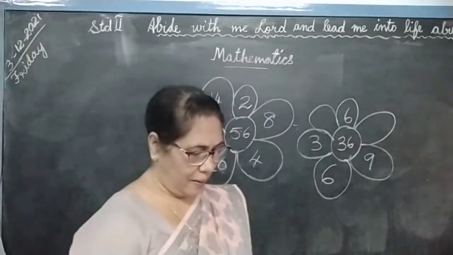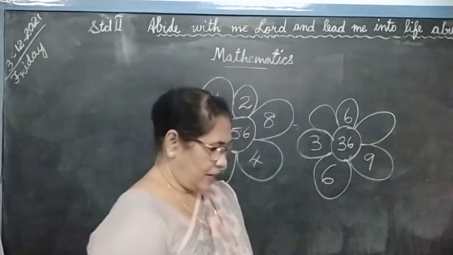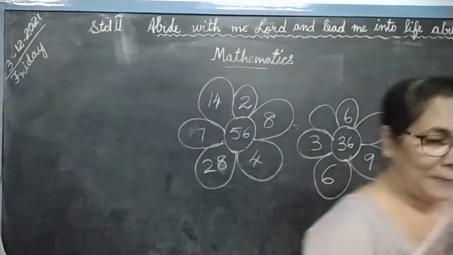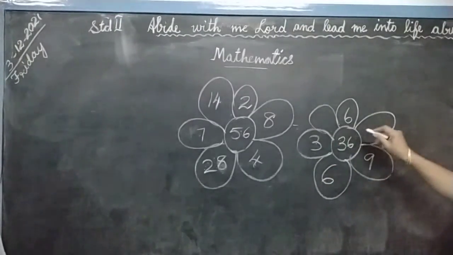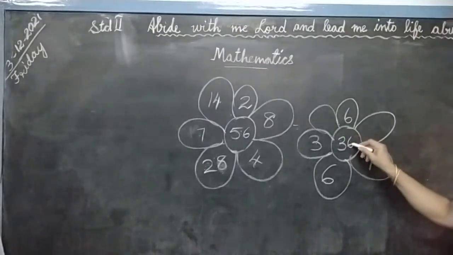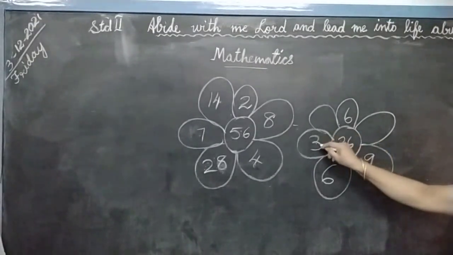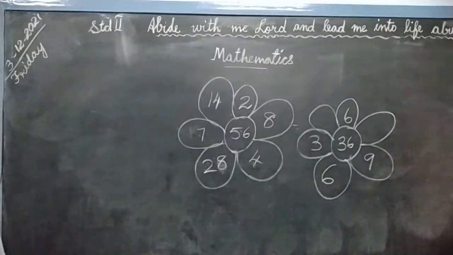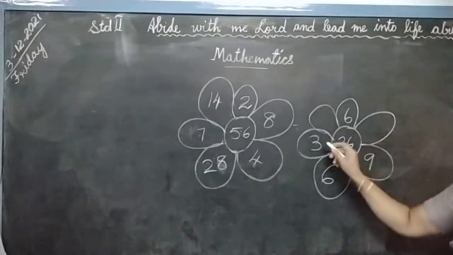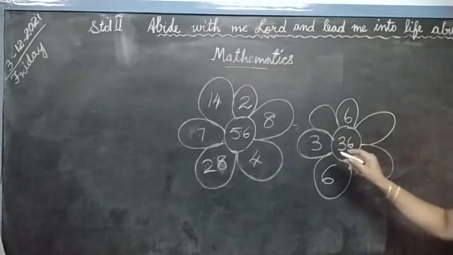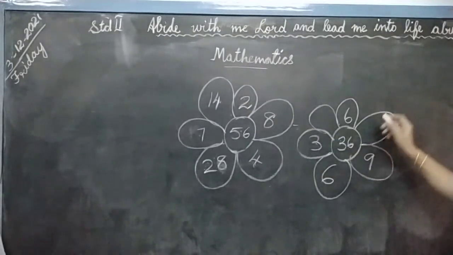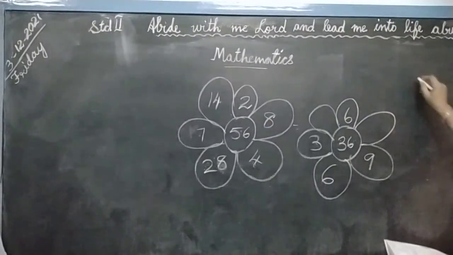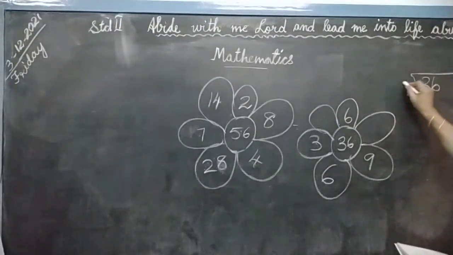Now, what is the next one? 3. How many 3s are there in, or what makes, how many times when you multiply 3, you get 36? This is very easy. Who can say that? No. See, how many 3s are there in 36? I will just show you 36. You just divide and see how many 3s are there.